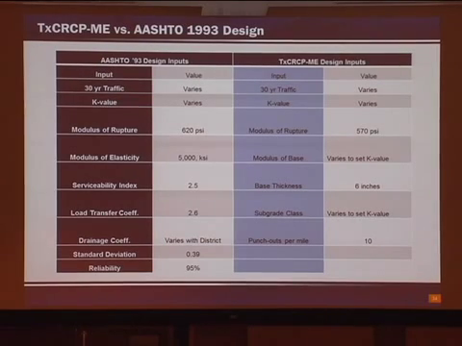So this is the table for AASHTO 93. We're just using our current design recommended input, and then the CRCP-ME design is what we are going to propose in the new pavement design.